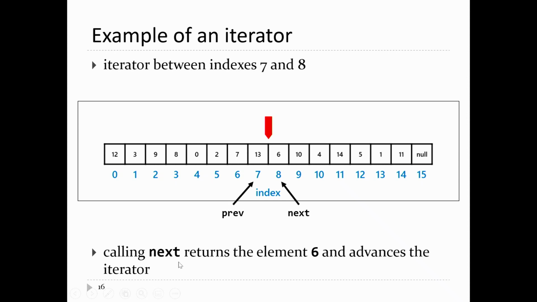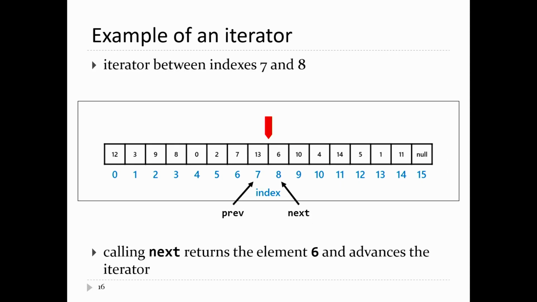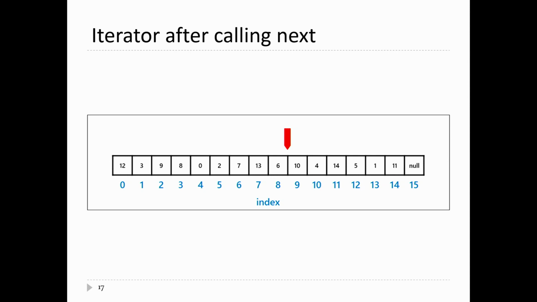If you call next, the iterator moves over one position to the right. So calling next advances the iterator one position. We were between 7 and 8. We're now between 8 and 9.